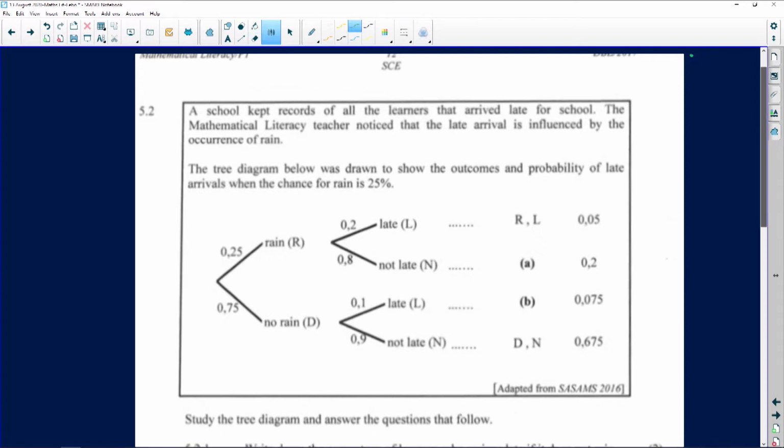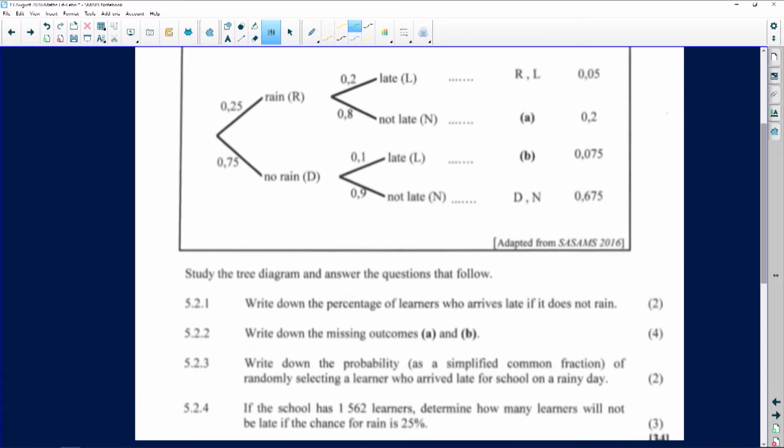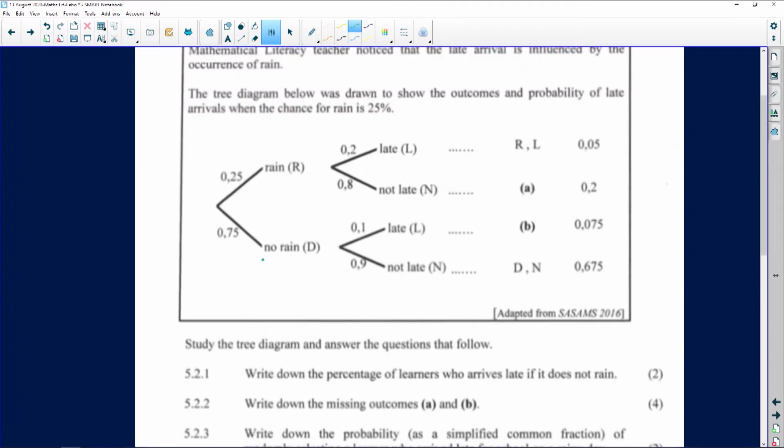So going down, the first question says to us, write down the percentage. And you can see we're not given anything in percentage. So it means we're going to multiply something by 100, like I said earlier. Write down the percentage of learners who arrive late if it does not rain. So it's two things that are happening here. So it's learners who arrive late if it did not rain. So what am I going to do? I'm going to go to no rain, and then I'm going to go to arrive late. So it's going to be no rain and arrive late.